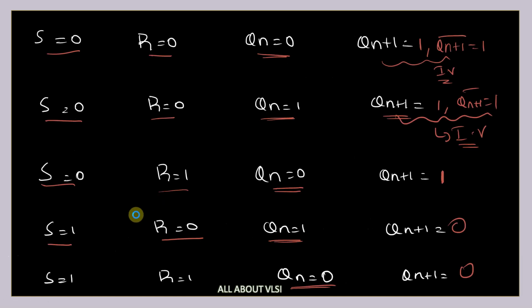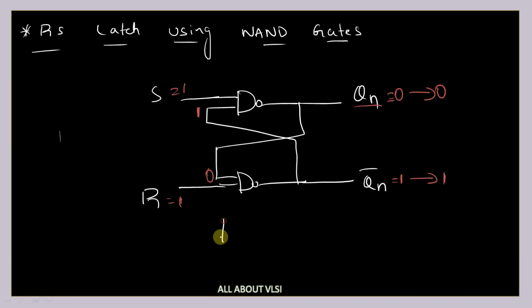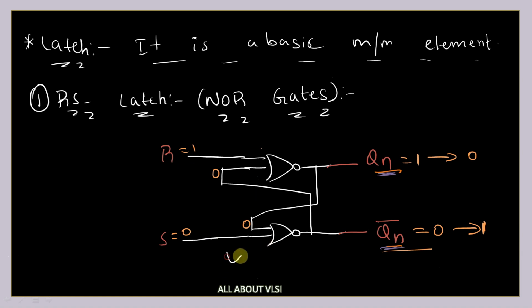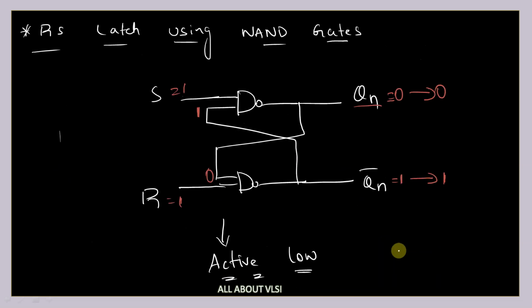So you can say this particular latch is nothing but active low latch. And the latch which we have drawn using these NOR gates, this is nothing but our active high latch. So this is how you are going to draw active high SR latch and active low SR latch.